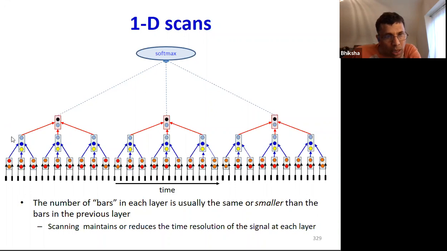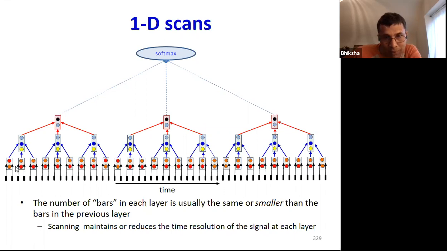Anyway, if I was scanning with an MLP, what happens is maybe the first layer, if I were performing a convolution, the first set of filters look at some inputs, then they take a stride, then they look at a bunch of inputs, they take a stride. Then, because they took a stride, the number of vertical bars over here is fewer than the number of input bars. The next layer is going to do the same, so the number of vertical bars in the next layer is going to be fewer than the number of bars over here. And so scanning basically maintains or reduces the time resolution of the input at each layer.